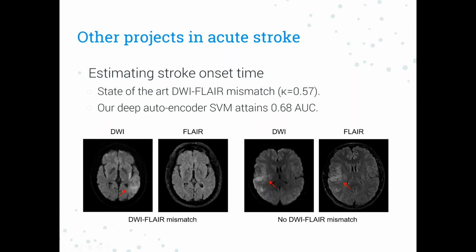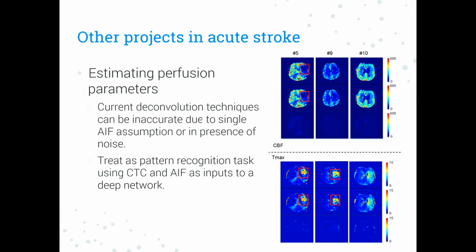So we're trying to now classify when a patient's stroke occurred based on their multiparametric MRI imaging. And we're using a deep autoencoder framework to extract features along with an SVM. And right now we're getting about 0.68 AUC. I think we've done better than that since I put these slides together.